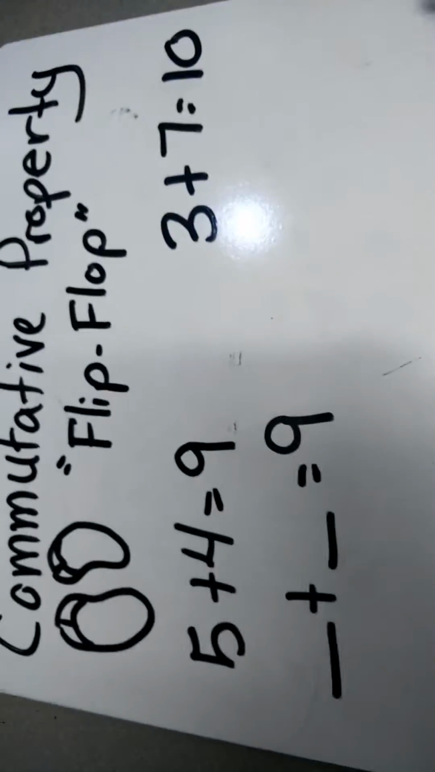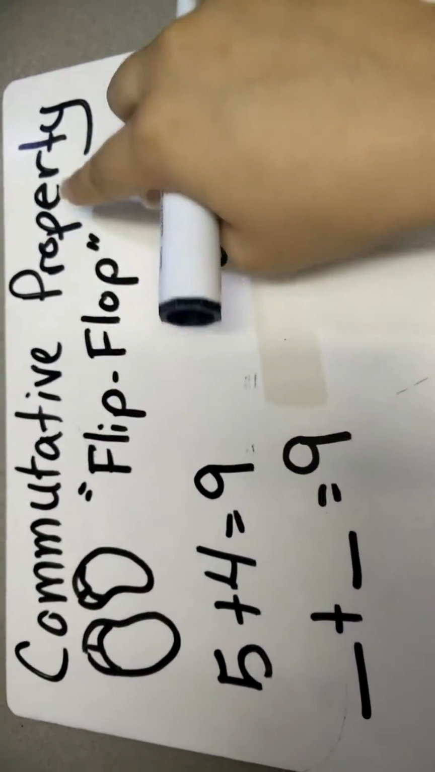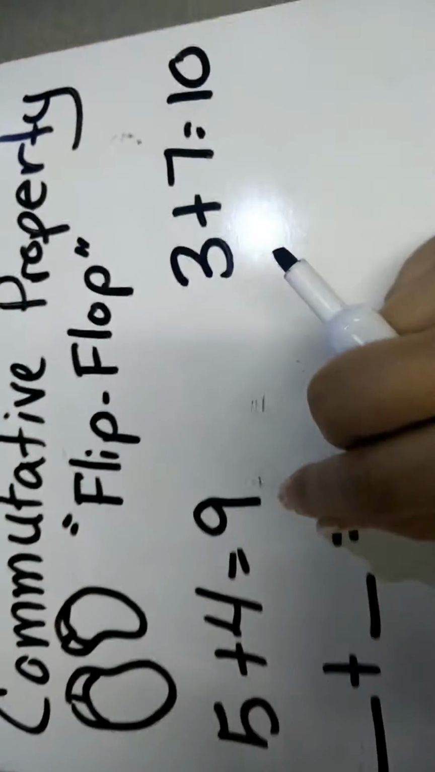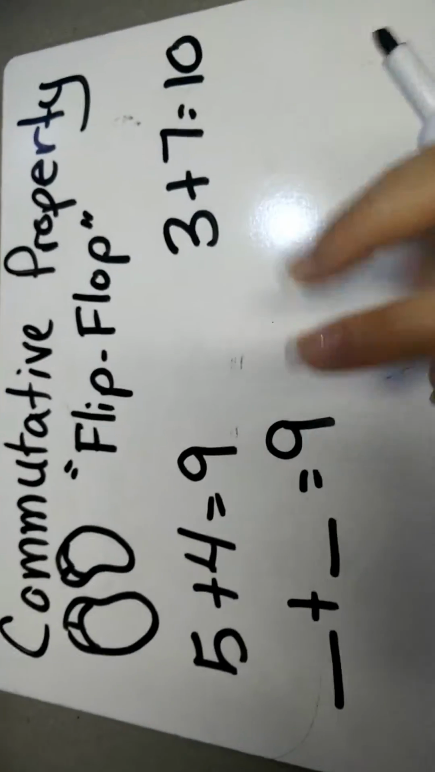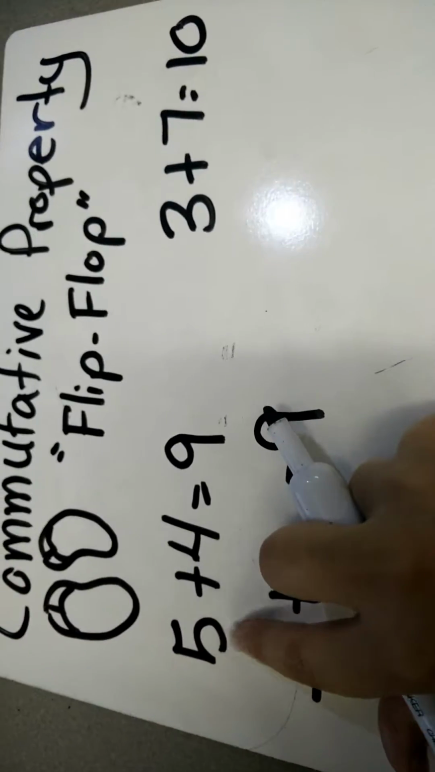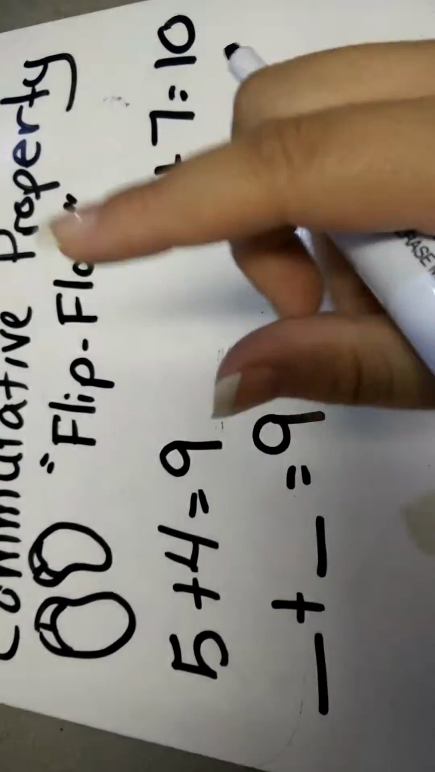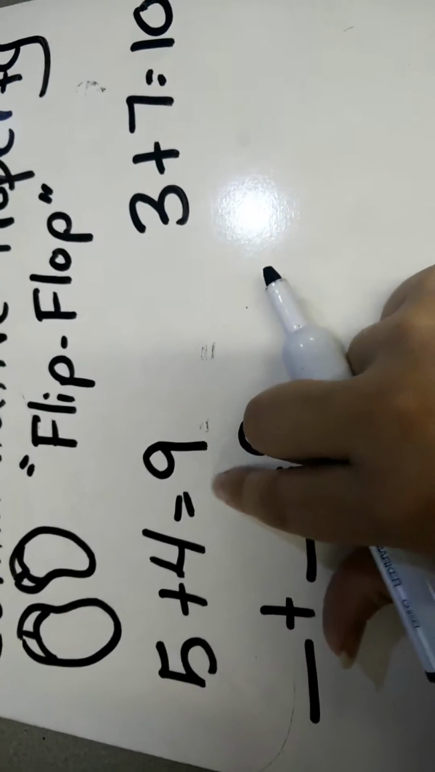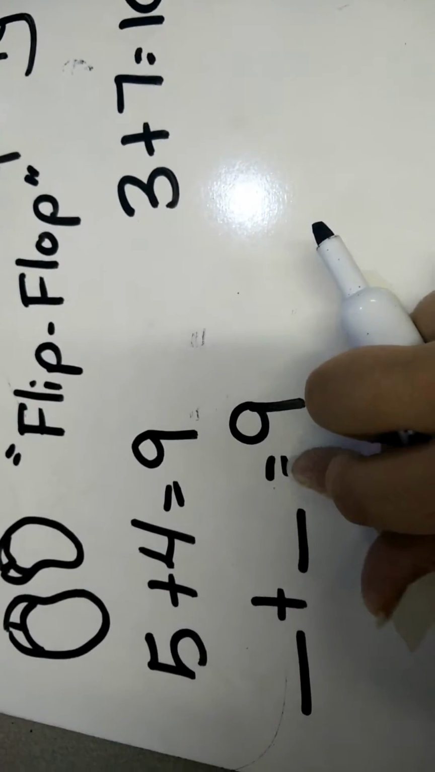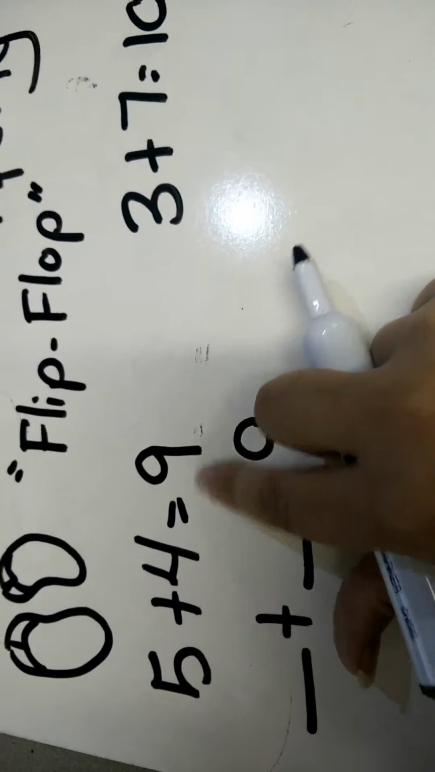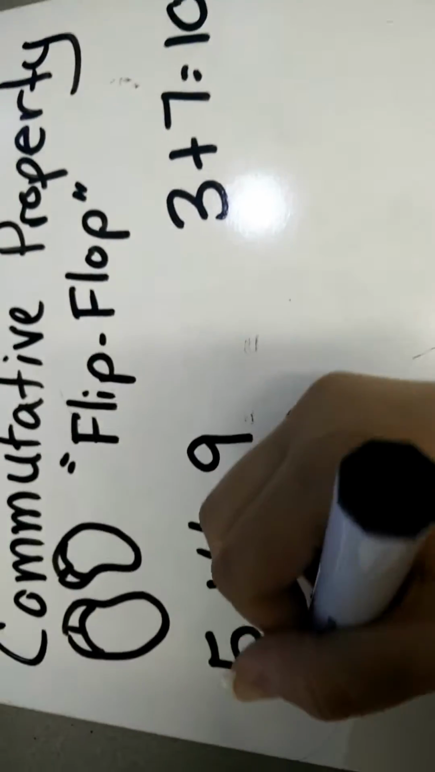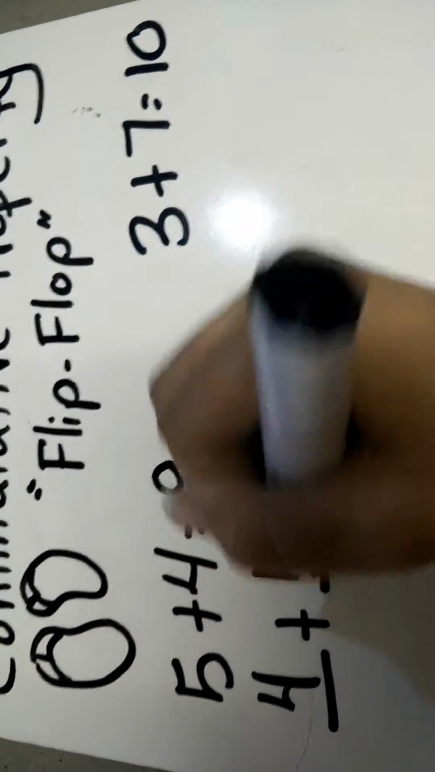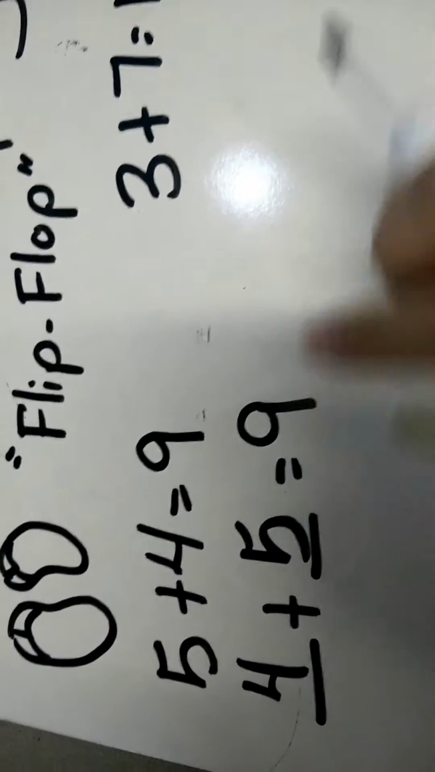The next property we're going to work on right now is called the flip-flop property, otherwise known as the commutative property. Flip-flop. Alright, and what that means is, for example, if I have 5 plus 4 equals 9, the only thing I need to flip-flop is these two numbers, my add-ins. The answer will always stay the same, because if I know 5 plus 4 equals 9, I also know that 4 plus 5 also equals 9.